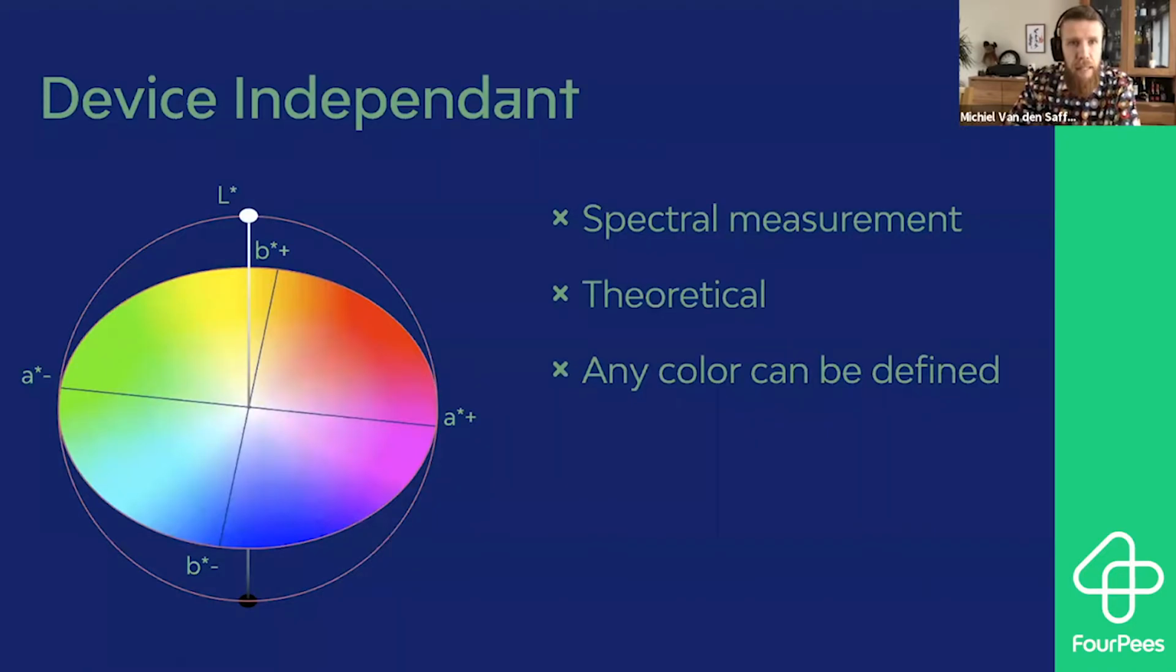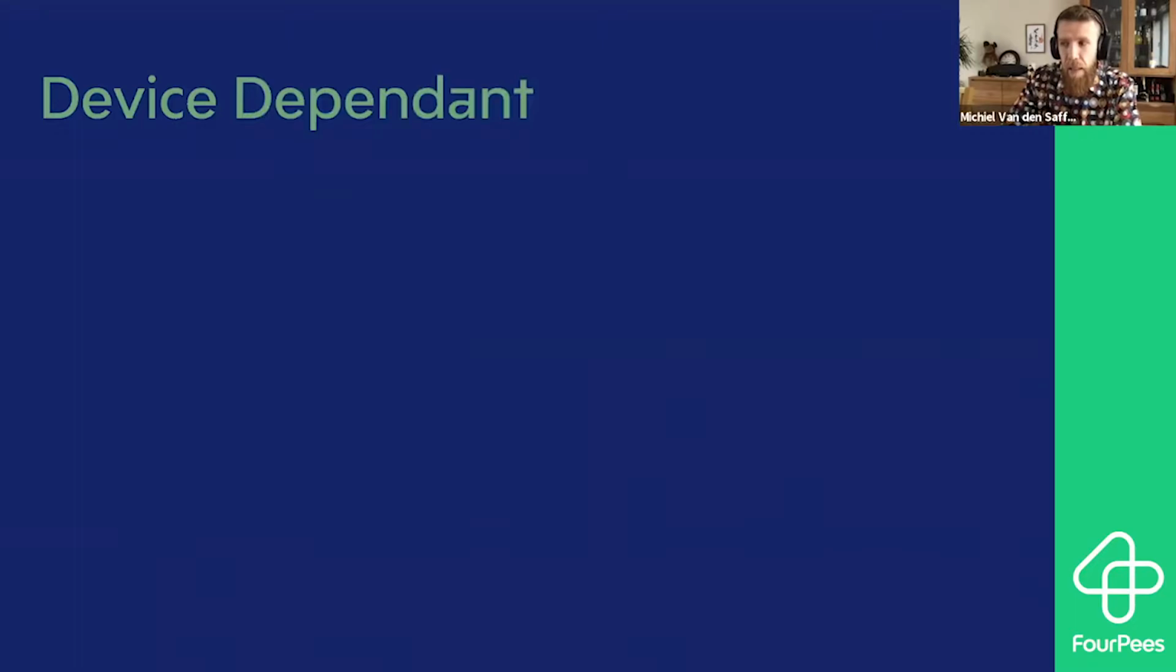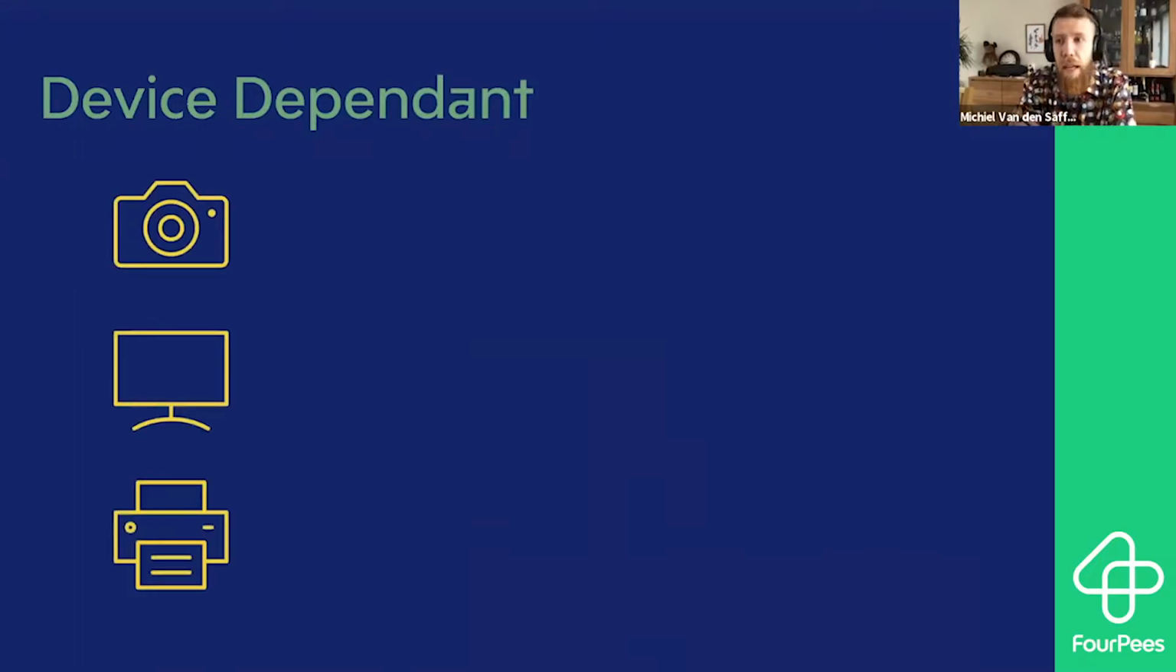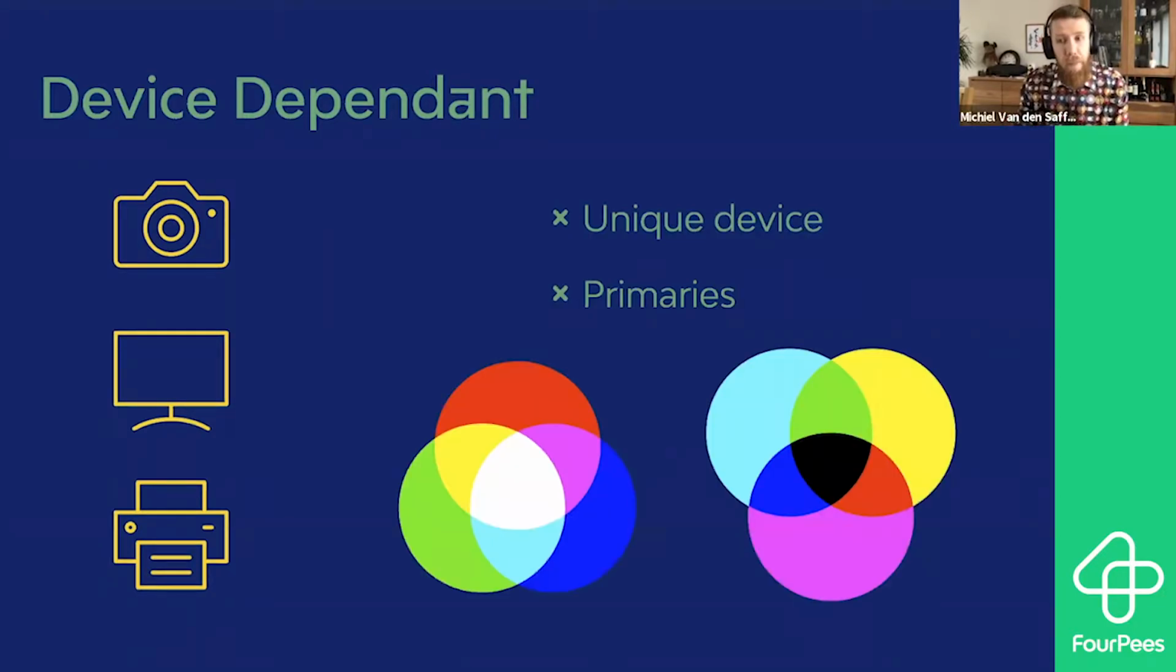I have another quick slide going over the device-independent color space. This is based on spectral measurements. This is theoretical, and you can define any color in that color space, which makes it good to use. Device-dependent color spaces, again, are, for example, your camera, your screen, and your printer. Why are these device-dependent? Because every device will use color in its unique way. The colors registered by your camera and the colors printed by your printer are unique for that device. These are based on RGB or CMYK.